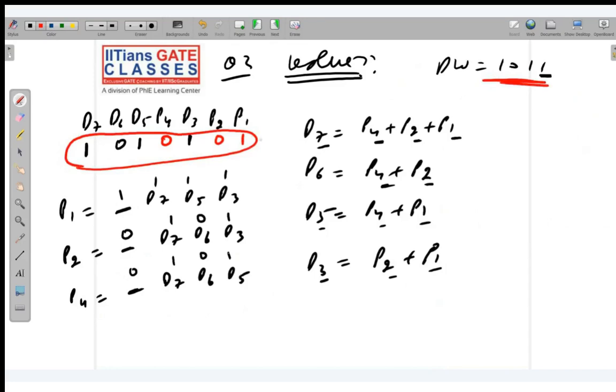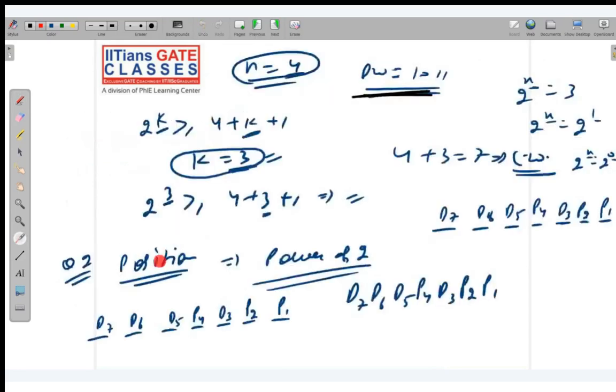So the code word is this: 1010101. Any doubt? Can you explain once again how the parity bits were decided? No problem. So for value, position, any doubt? Question number 2? Yes. Is it okay? Okay, yeah, so question number 3.